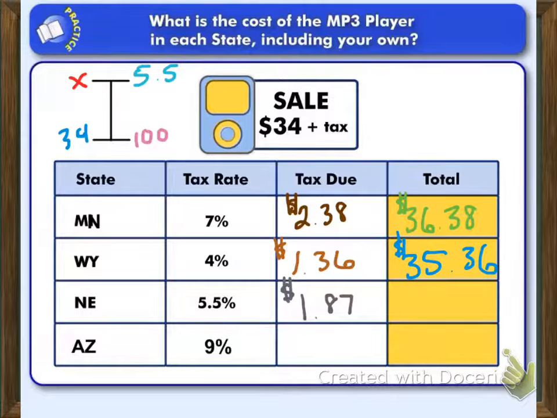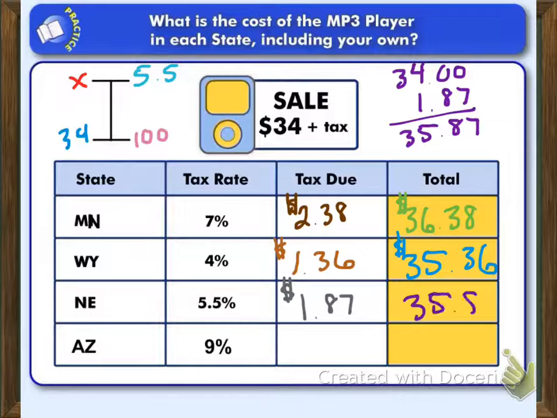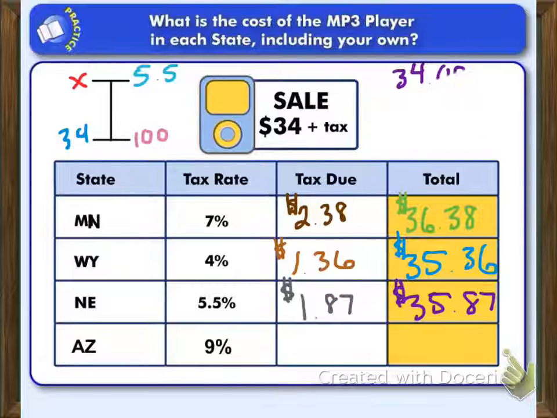Okay? Again, I want to add that tax now onto the total cost of the item, which is going to give me $34 plus $1.87. So I come up with $35.87. Now let's take a look at Arizona.